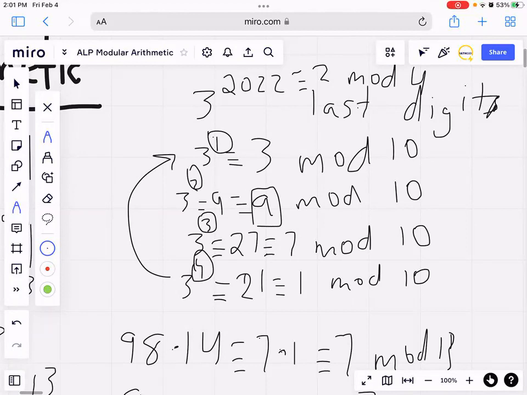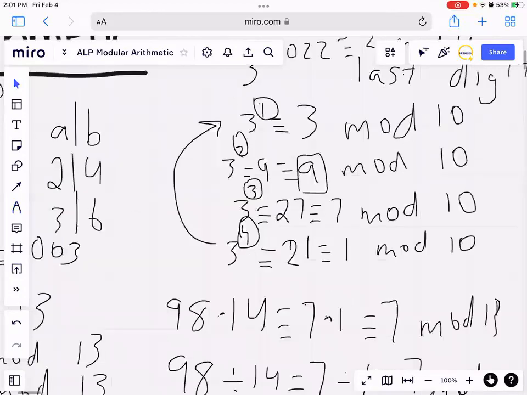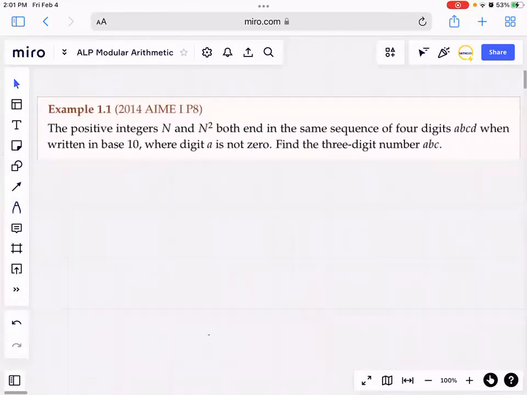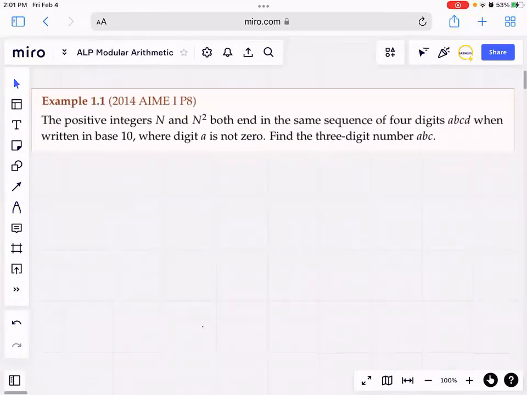Now that we have some introductory material out of the way, let's look at 4 past AIME problems and try to use modular arithmetic to solve them. So we begin with 2014 AIME 1 problem 8, which states the positive integers n and n squared both end in the same sequence of 4 digits a, b, c, d when written in base 10, where digit a is not 0. And we have to find the 3-digit number abc.